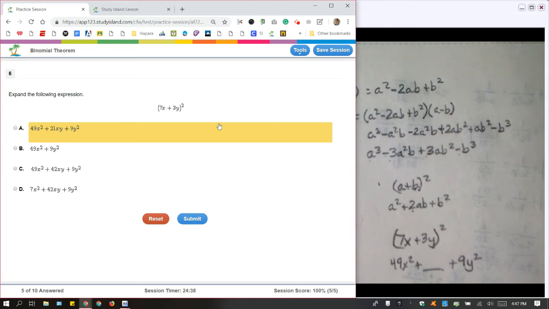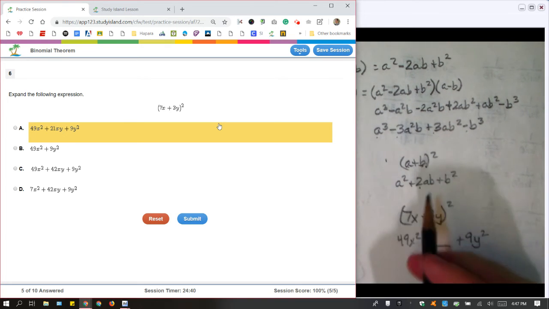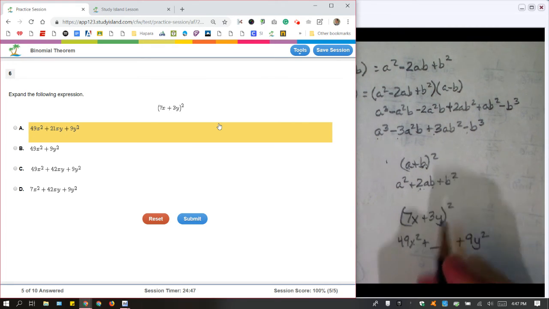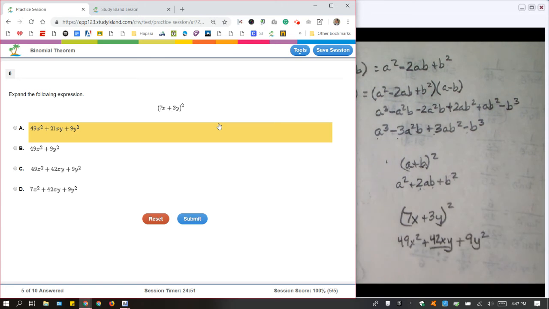And now we just have to do the middle part of it, which is the first term times the second, a times b, then times 2. So I get 7 times 3 is 21, and 21 times 2 is 42. So I get 42xy.